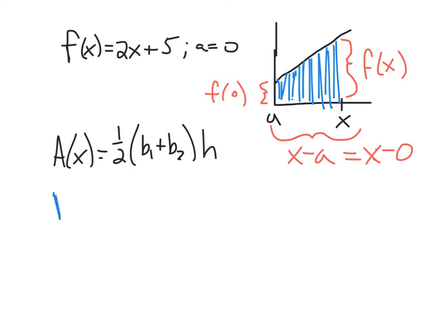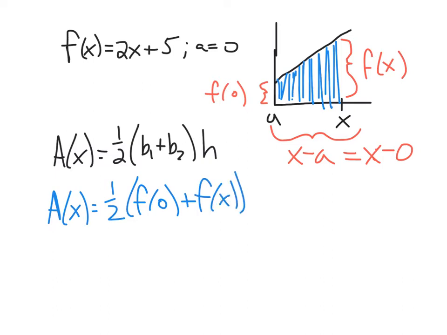So then our area function is 1/2. Our first base is f of 0. Our second base is f of x, and that should look right from the picture. And then our height is actually going to be x minus a, whatever our a is. And in this case, this is a nice easy one, right? Our a is 0. So as I fill some more of this in, f of 0 is 5, plus our f of x is going to be 2x plus 5, right?